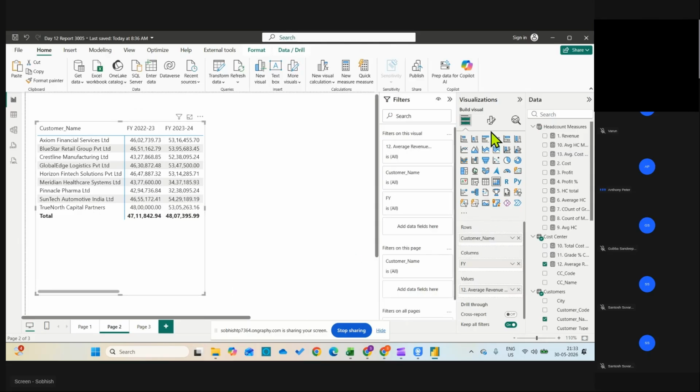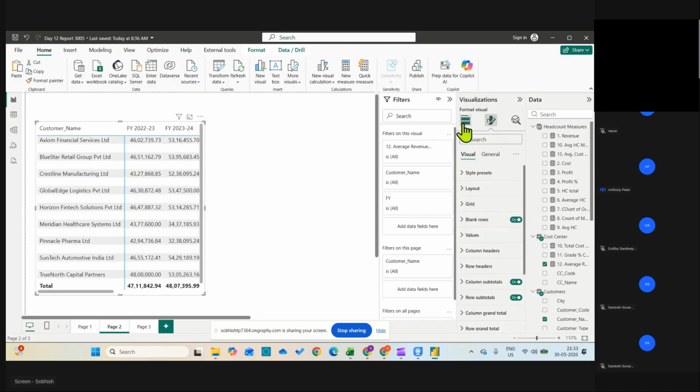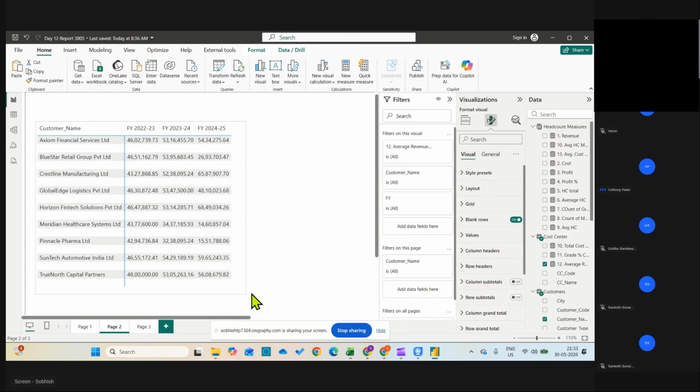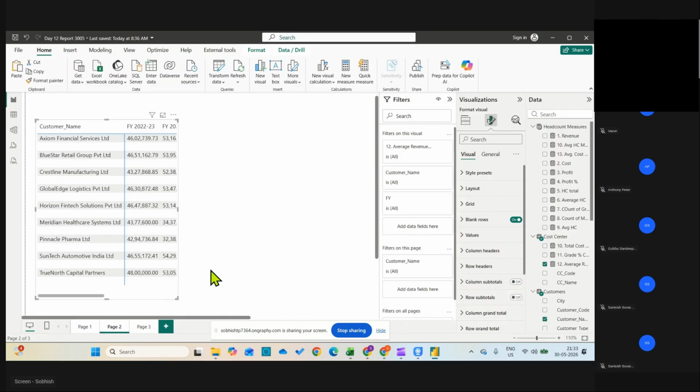Okay. Why is it showing a total? How do we exclude this total? I mean, we can exclude it here. We don't want to show the total. Yeah, so we can just exclude the row subtotal and column subtotal. Oh, okay. Yeah, looks much cleaner.